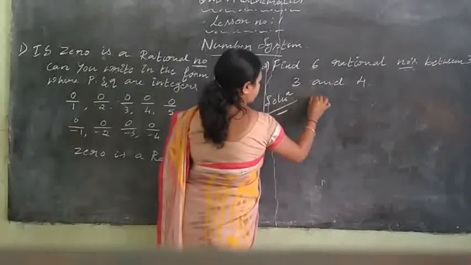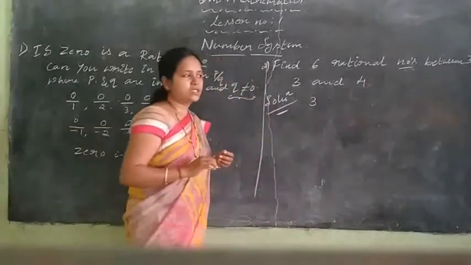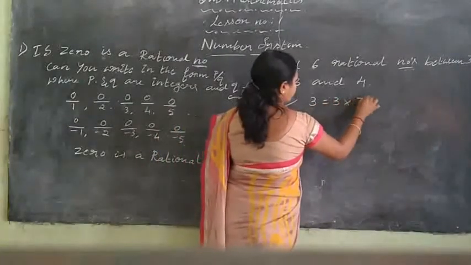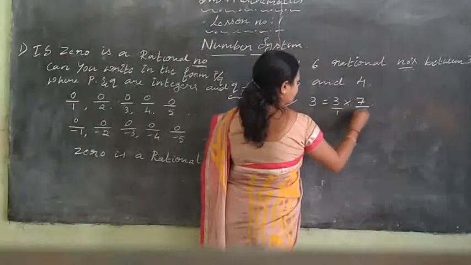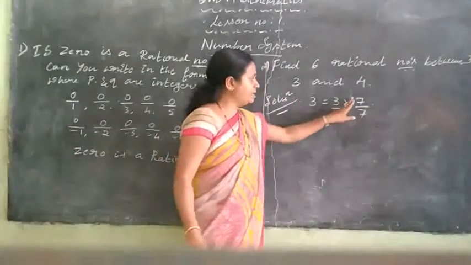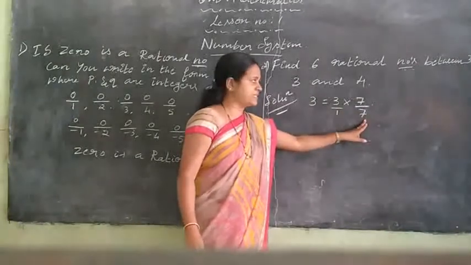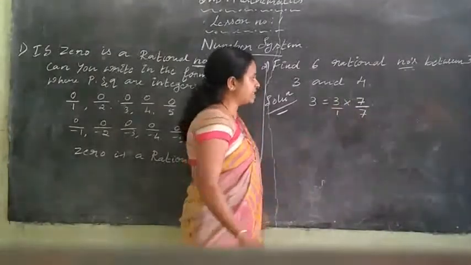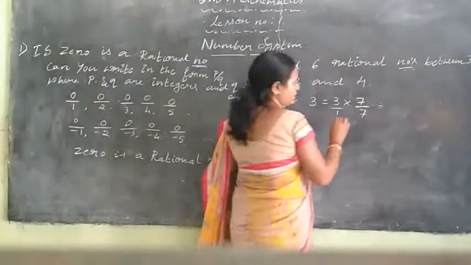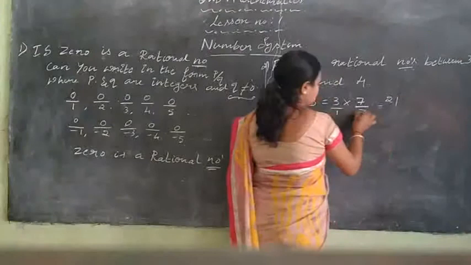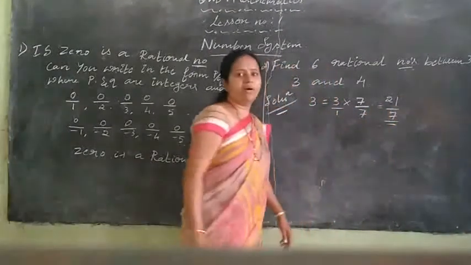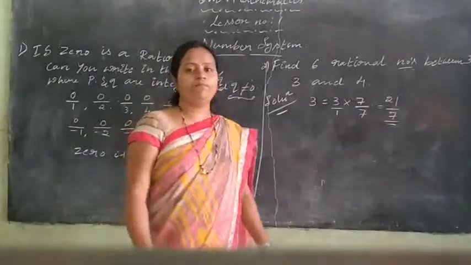Okay. So we should take up the first one, that is 3. So for 3, multiply by 7 for the numerator as well as for the denominator, children. When you multiply 7 to the numerator, what do you get? 3 sevens are 21. 7 ones are 7. So what do you get? 21 by 7.